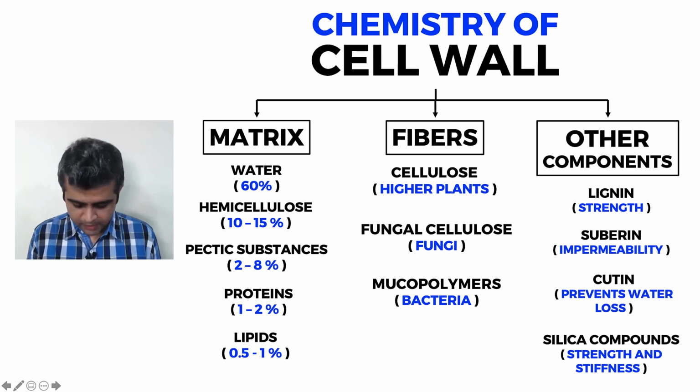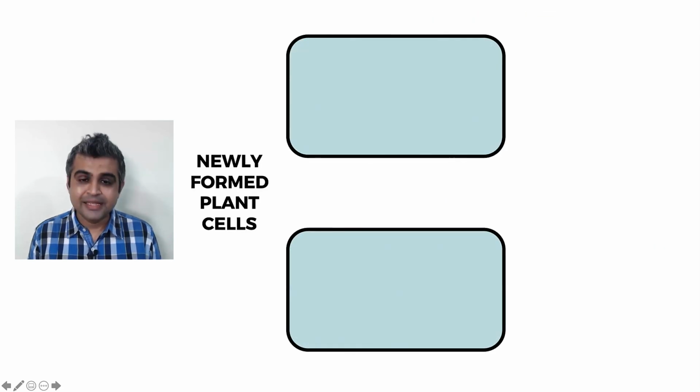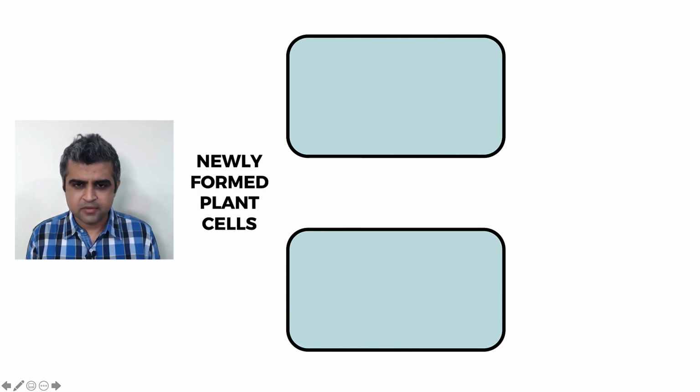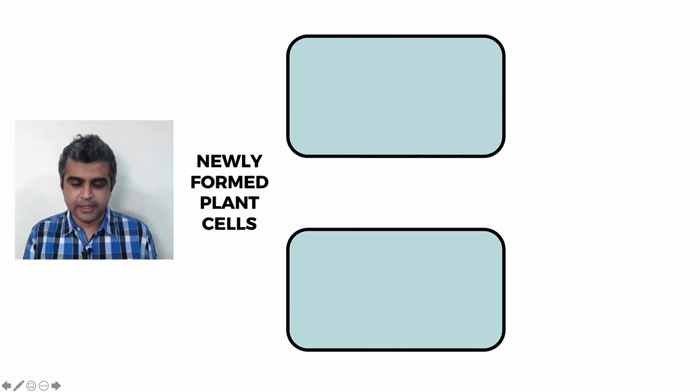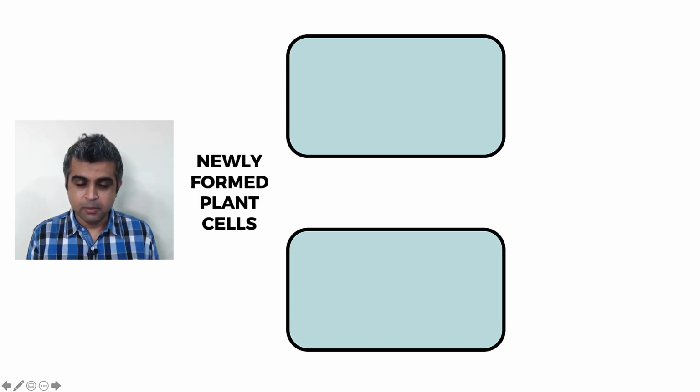So let's start. Let's say that these are two newly formed plant cells. Cell division has just happened and these two plant cells have come here, which you can see here. Now these plant cells, the minute they are formed, we want them to stick together. We don't want them to move away, we want them to remain close by. So we need some material which is going to ensure that these plant cells remain stuck to each other.